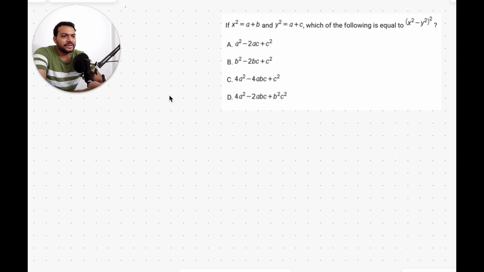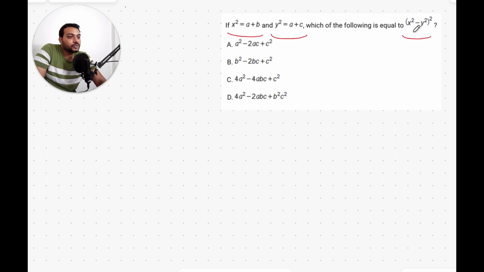So this is a very standard equivalent expressions question, and you have to be very careful with the terms and the signs, because seemingly it's going to be a long one. Let's see, and we'll try to do it as short as we can. Okay. x squared is equal to a plus b. y squared is equal to a plus c. Remember, not x is equal to a plus b, but x squared is equal to a plus b.